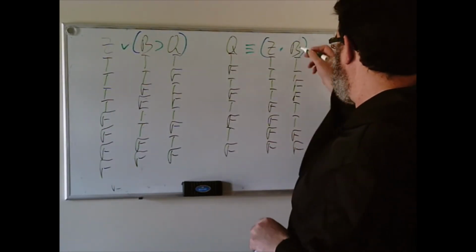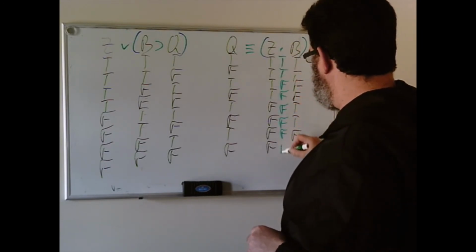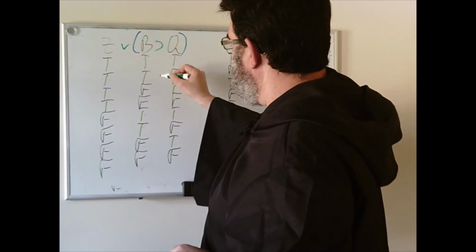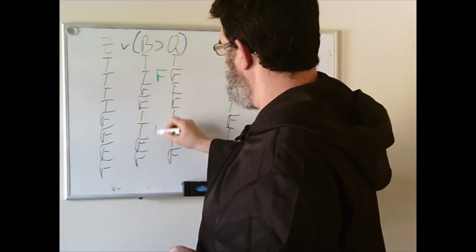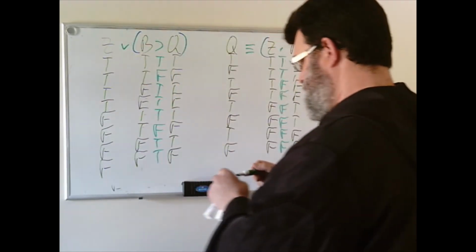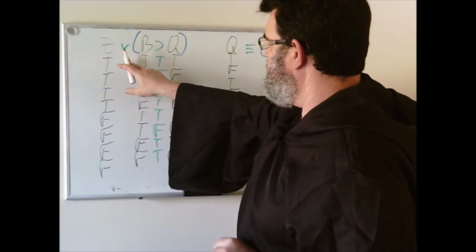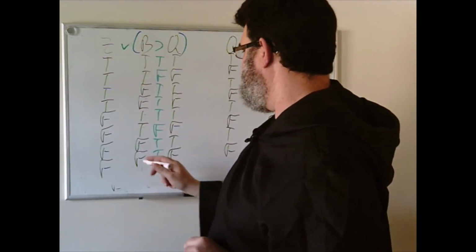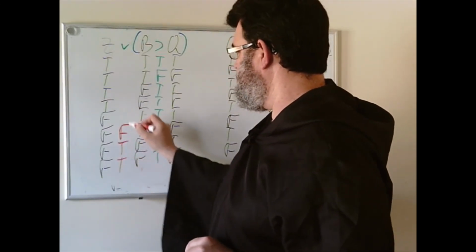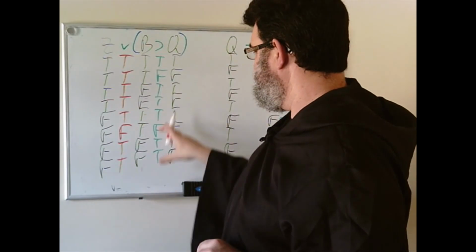I'm going to solve inside brackets. I know a conjunction is false if any side of the conjunction is false. I have a conditional over here, so I have true and false here, so that's going to be false, and it's going to be false there, and the rest of it is going to be true. So now I will use red for my final column on each one of these again. I remember a disjunction is only false if both sides are false, so it's only false right there. And the rest of the time, it's going to be true.